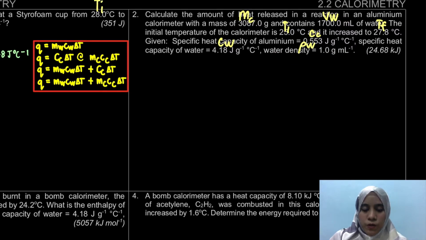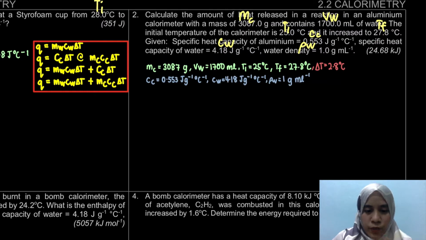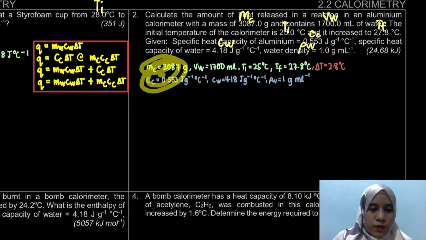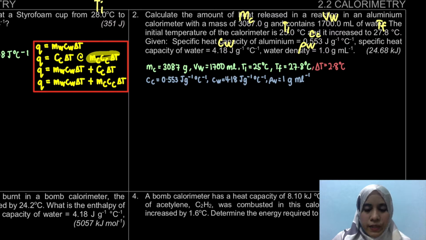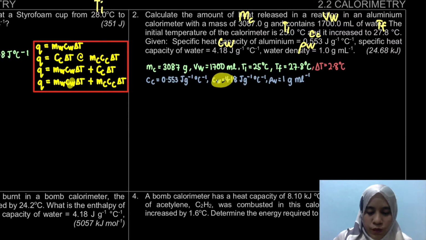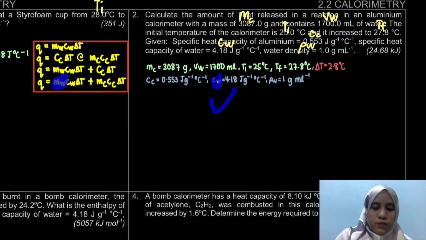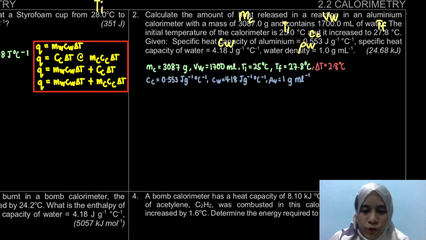So what I'm going to do is extract all the information first. From here, as we can see, we have MC and CC, so we know it must involve MCAT for the calorimeter. But for the water itself, we have our CW, but we do not have our MW. We only have our volume of water.